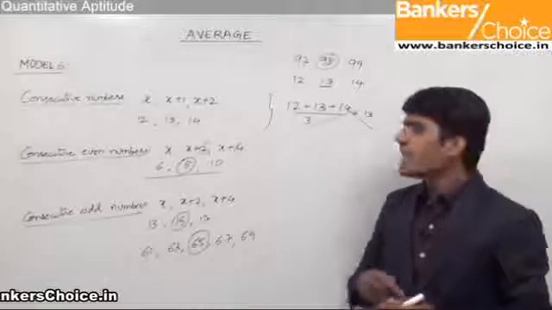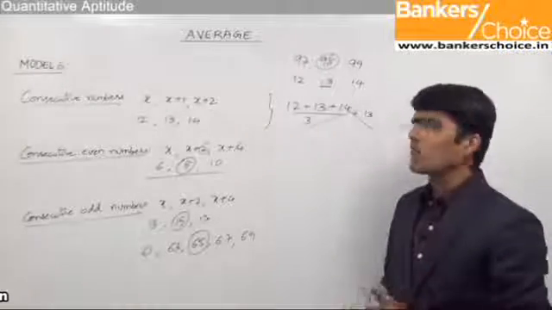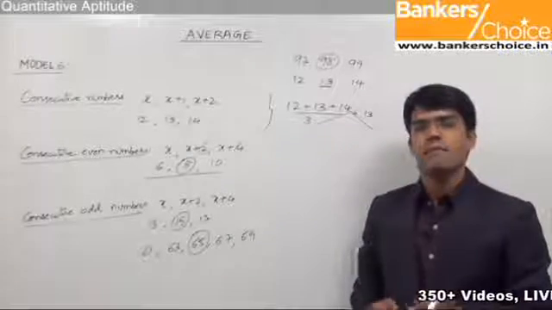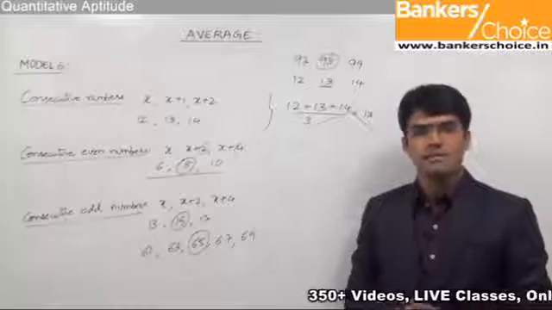So remember that for any type of consecutive numbers, whether they are normal consecutive numbers or consecutive even numbers or consecutive odd numbers, average will always be the middle number.